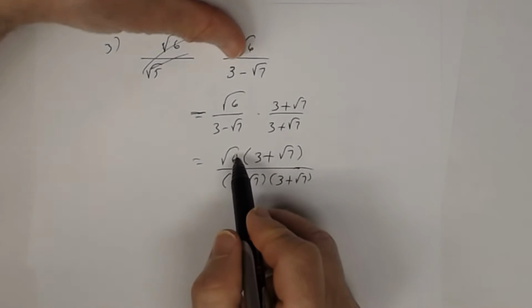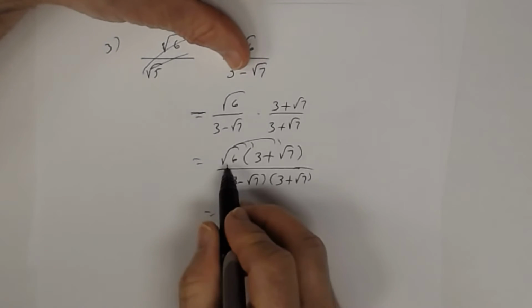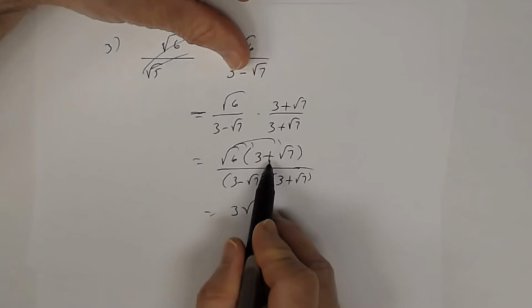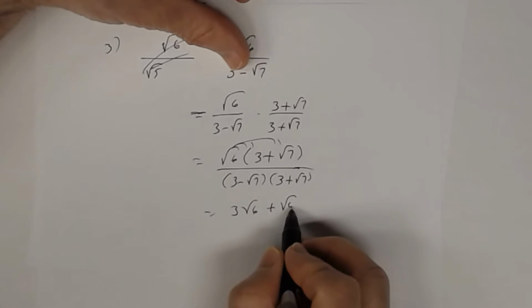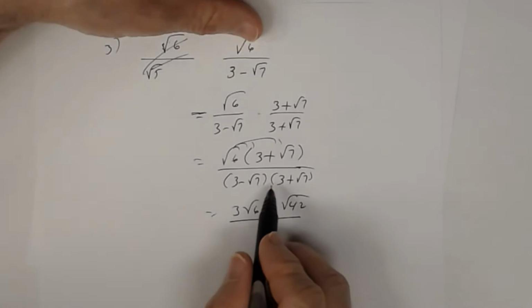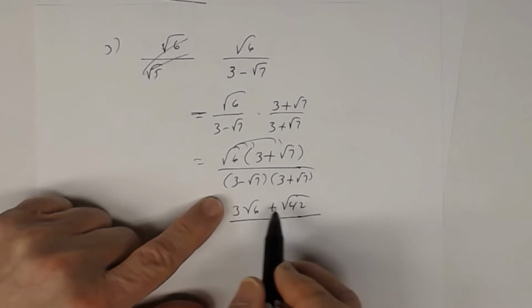Okay. So let's distribute the square root of 6 here. So I get square root of 6 times 3 is 3 square root of 6. The square root of 6 times the square root of 7 is the square root of 42, right? Divided by, now we're going to FOIL this out. I'm going to actually put the work here. We're going to FOIL this out.